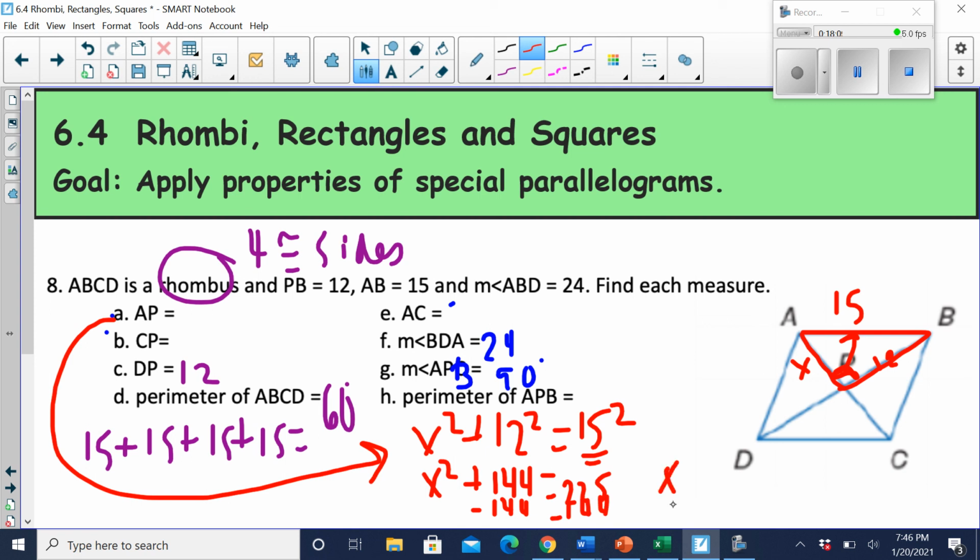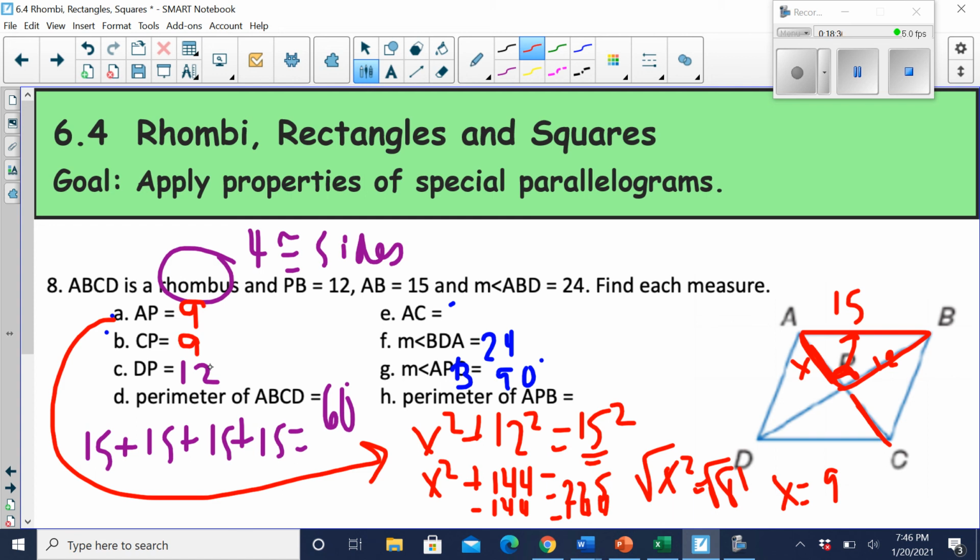I'm going to get x squared is equal to 225 minus 144 gives me 81. Okay, my next step from there is I need to take the square root of both sides, and I find that x is equal to 9. So what that gives me is AP is going to be 9. Well then, if AP is 9, what is CP? You got it, it should be 9.